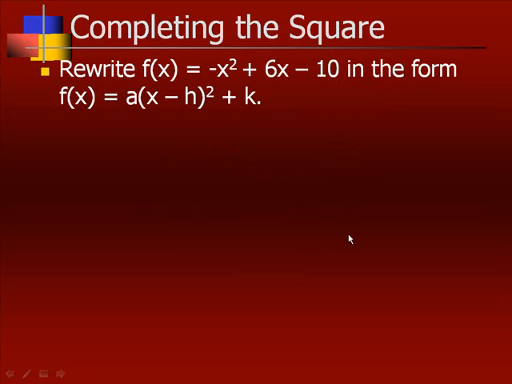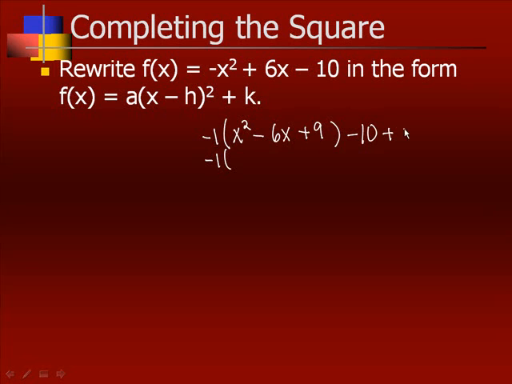Let's do another one. Rewrite f of x equals negative x squared plus 6x minus 10. Same thing. We want to pull out the coefficient of the x squared, so that would be negative, x squared. That becomes negative 6x, and leave your negative 10 on the outside. Let's complete the square. Half of negative 6 is negative 3. Square the negative 3 and we get a positive 9. This negative 1 makes this positive 9 a negative 9.